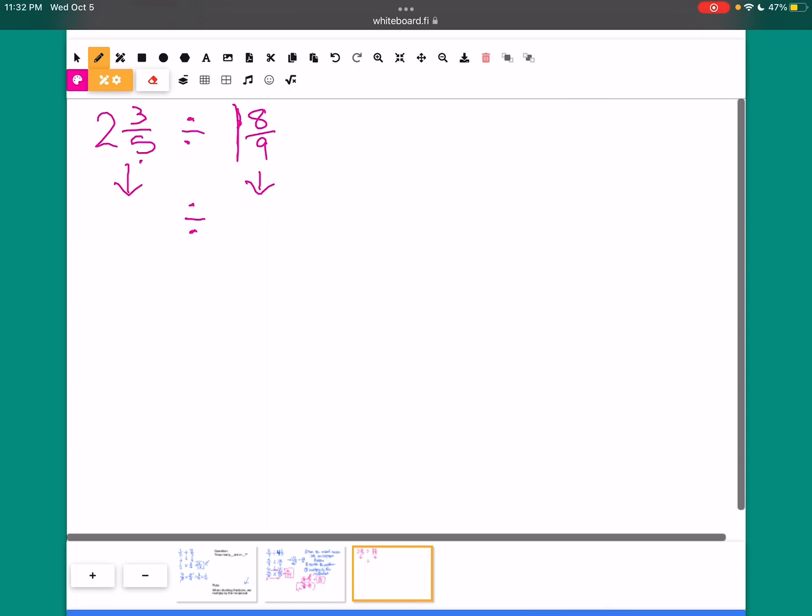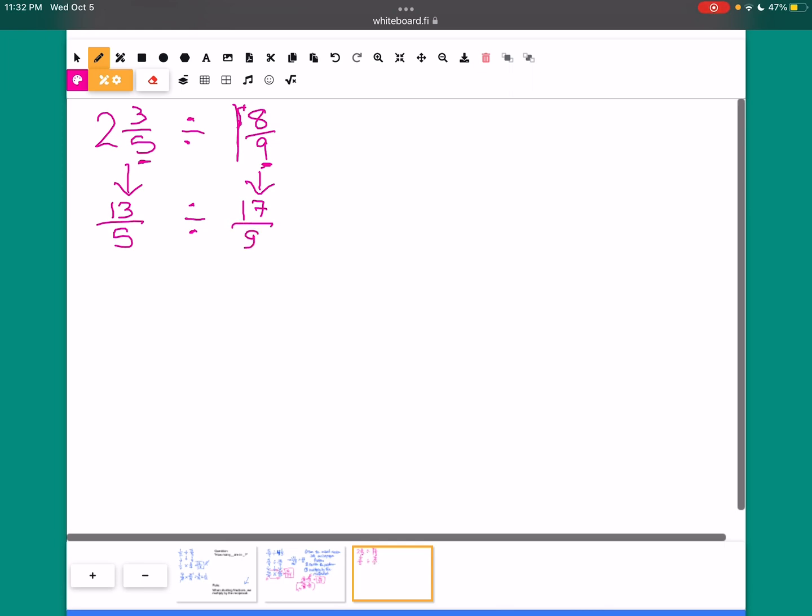The pieces in the first one are fifths, and there are 2 wholes. So fifths times 2 is 10, plus 3 pieces. So that's 13 of 5 pieces. And the piece size in the second one is ninths. There's 1 whole, so that's 9, plus 8 is 17 ninths.